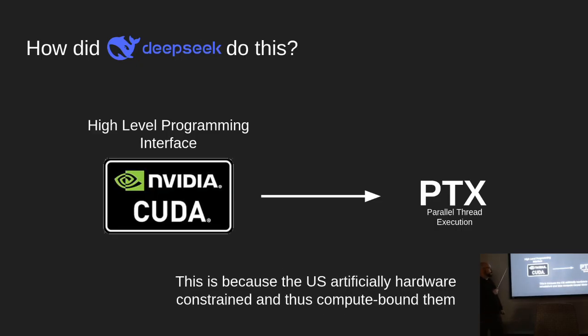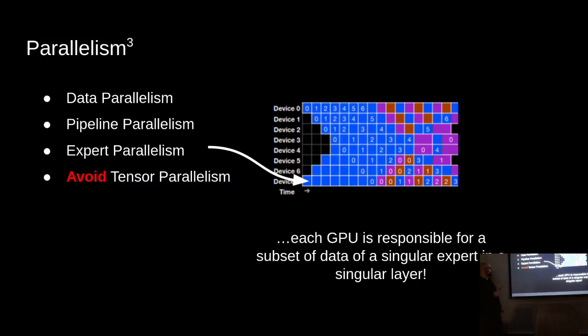And the result is, this is because we hardware bound them and artificially compute bound them. They had to do this, or otherwise they would not be able to compete at all. So the result is that they were able to do what is called cube parallelism. They basically avoided tensor parallelism, which would depend heavily on the InfiniBand, utilized this scheduling technique through the PTX coding, and they basically have data parallelism, which is where you break your data set across the data set.